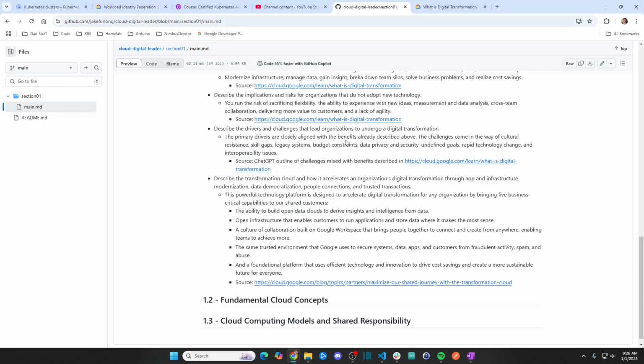I didn't find a direct answer there where it said this is the implication and risk. I more took it as an interpretive thing, where you are running the risk of not realizing the benefits by not adopting the cloud.